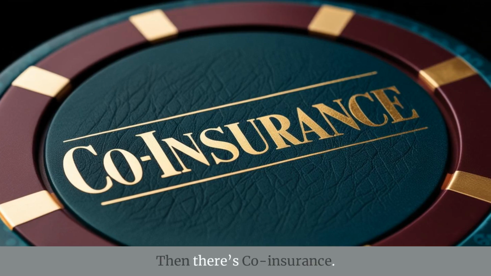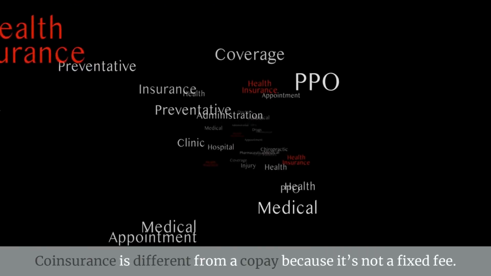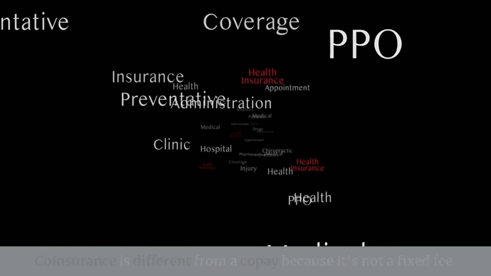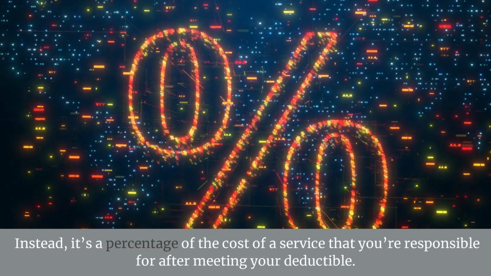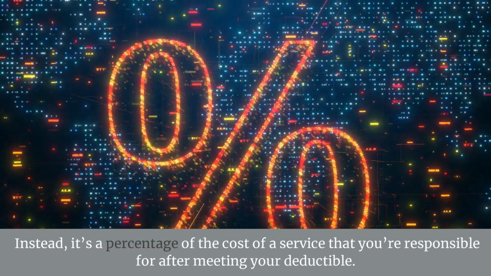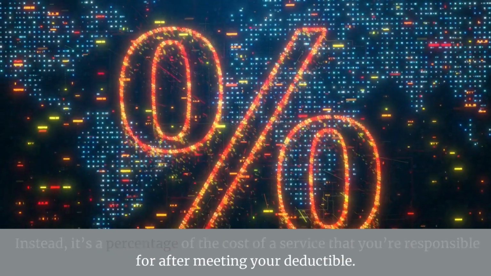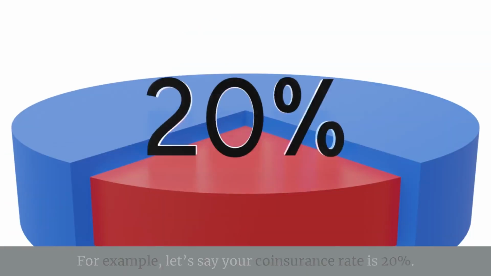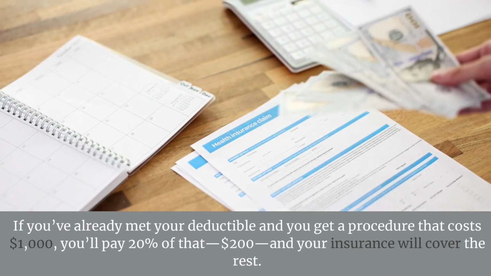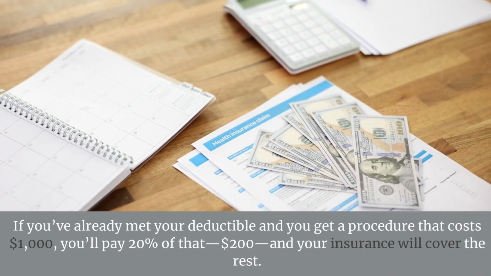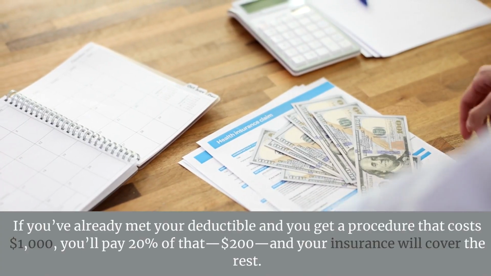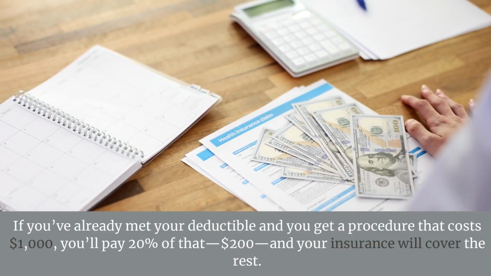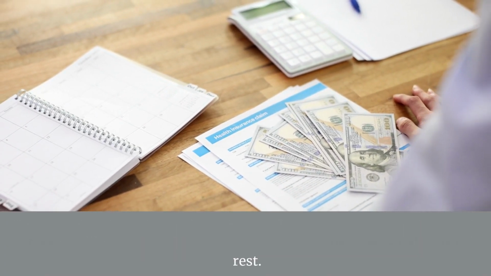Then there's coinsurance. Coinsurance is different from a copay because it's not a fixed fee. Instead, it's a percentage of the cost of a service that you're responsible for after meeting your deductible. For example, let's say your coinsurance rate is 20%. If you've already met your deductible and you get a procedure that costs $1,000, you'll pay 20% of that, $200, and your insurance will cover the rest.